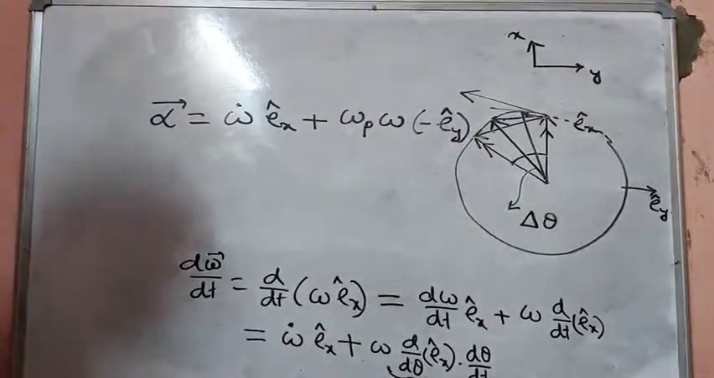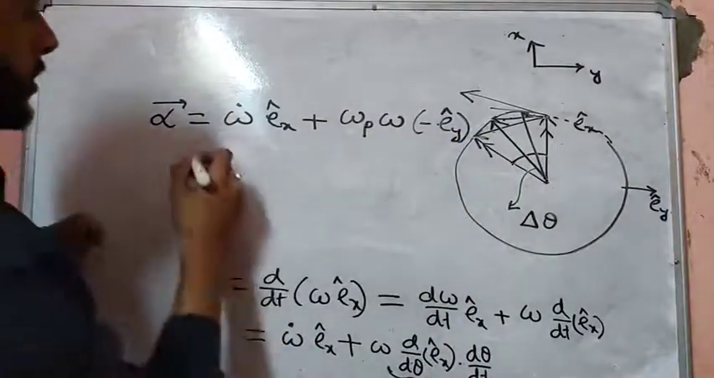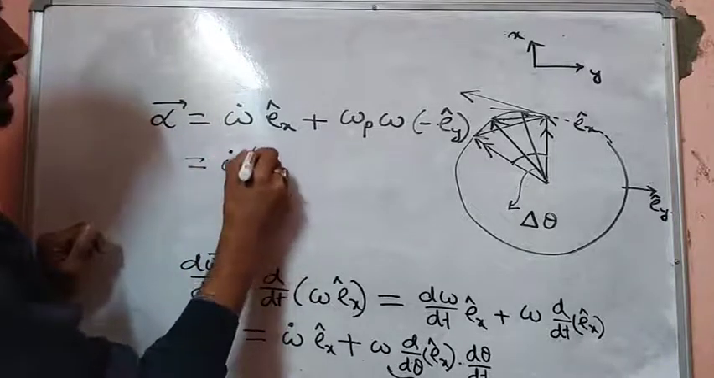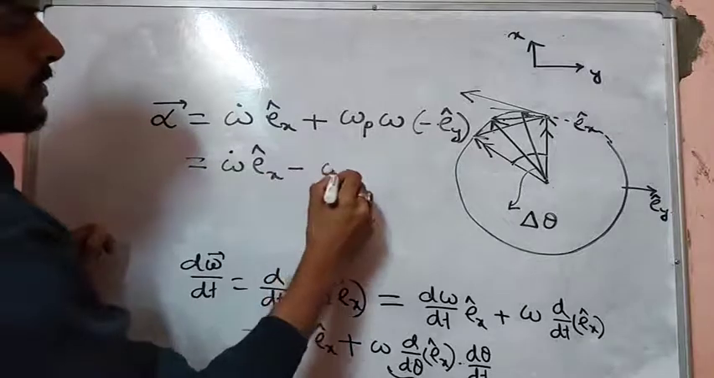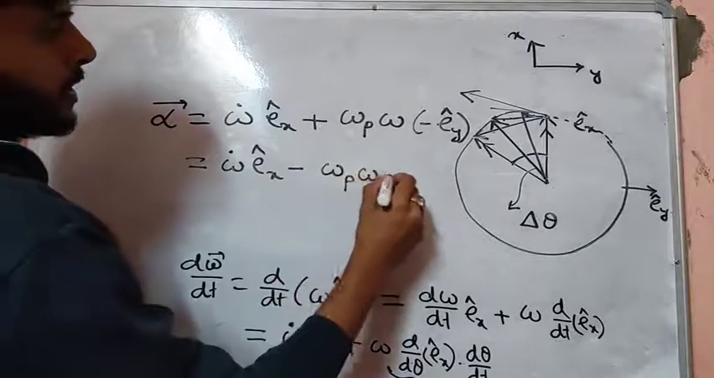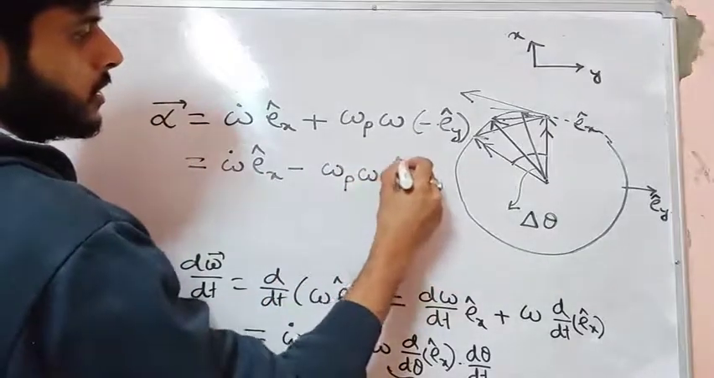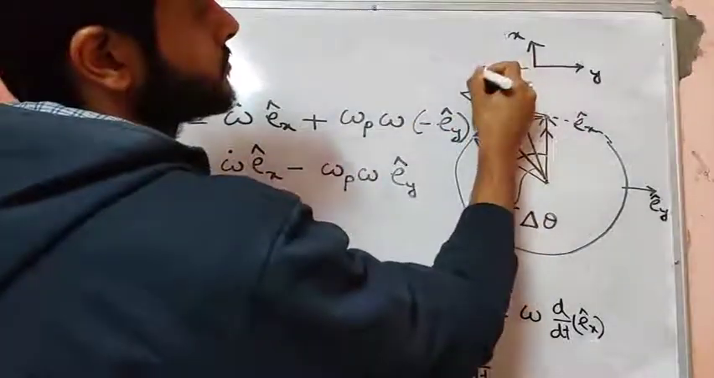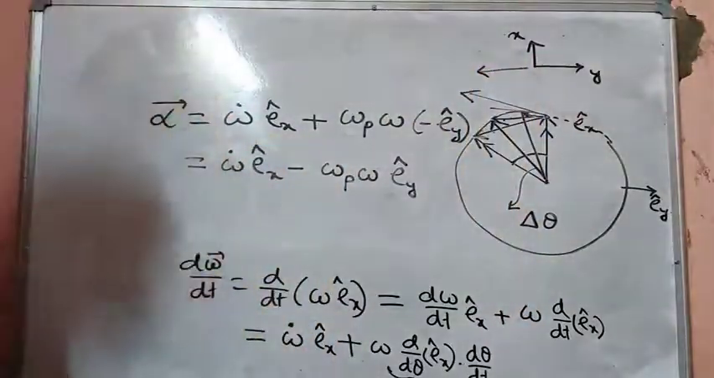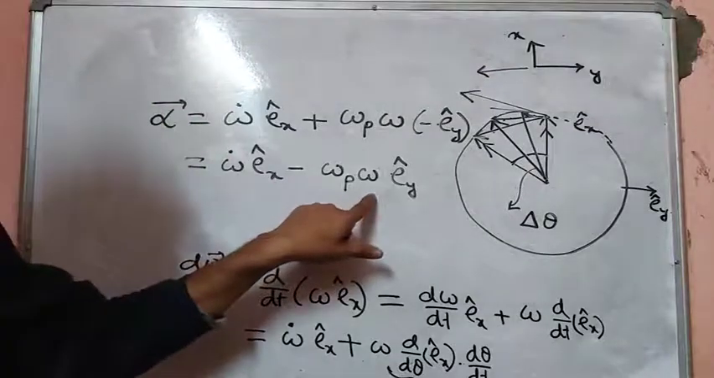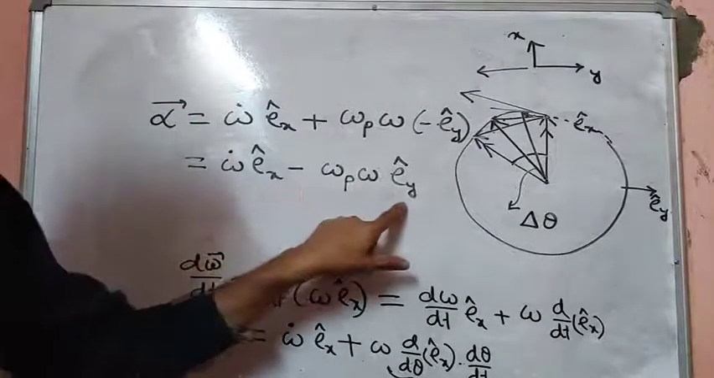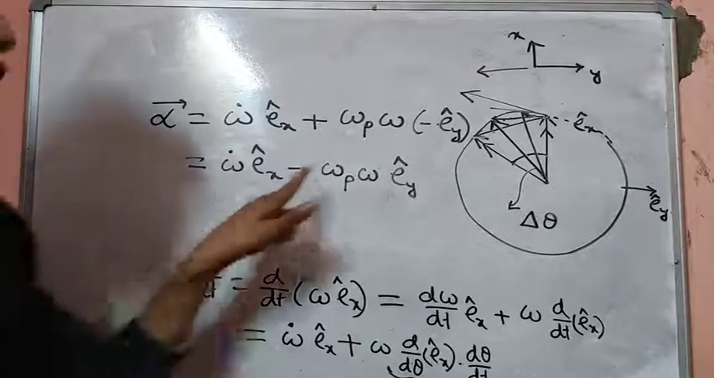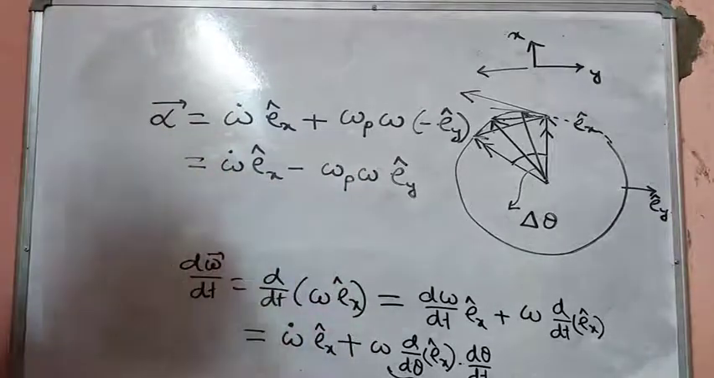Okay, dex by dθ is minus ey. So we have ω dot ex minus ωp ω ey. This minus signifies that it is along this direction. The magnitude is ωp ω, and the minus signifies that it is along the opposite to the ey direction. So this is based on our coordinate system.